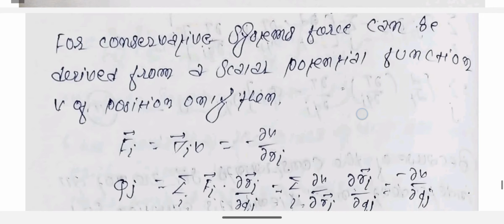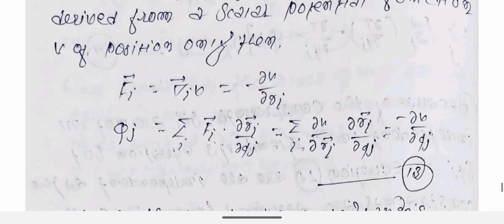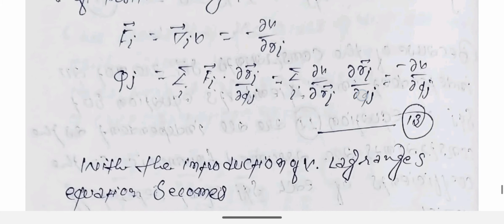For a conservative system, force can be derived from a scalar potential function V of position only. Then Fi vector is equal to minus gradient i V is equal to minus del V by del ri. Qj is equal to sigma i Fi vector into del Ri vector by del qj is equal to minus sigma i del V by del ri into del Ri vector by del qj is equal to minus del V by del qj. This is equation 13.